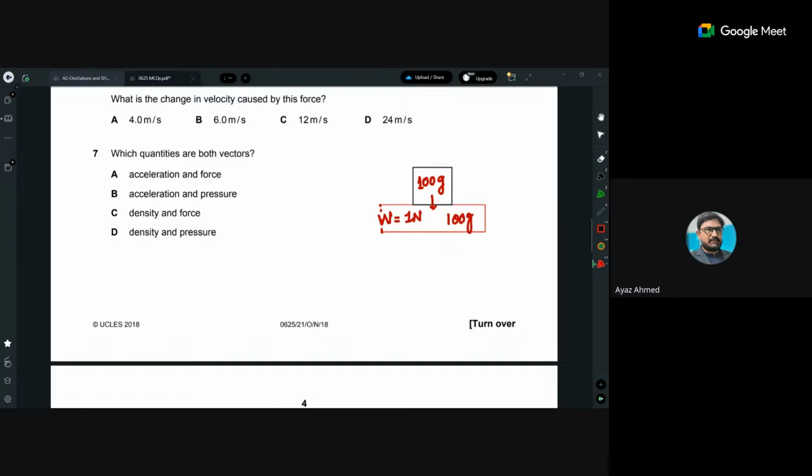100 grams. Got it? So it is clear from this calculation that for 1 Newton force, the top pan balance reads how much? 100 grams. Is it clear? Yes, sir. Got it? Okay, sir, very good.